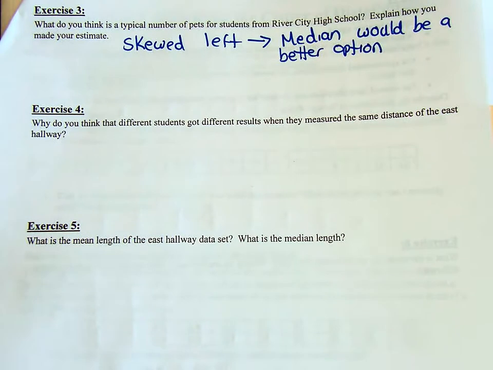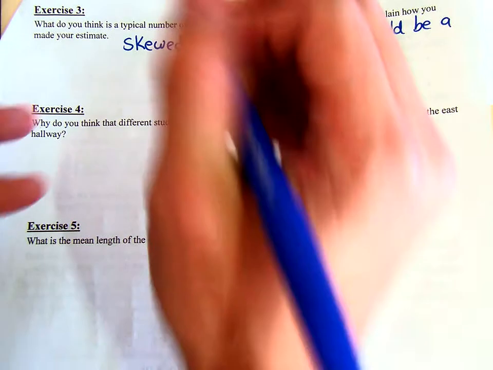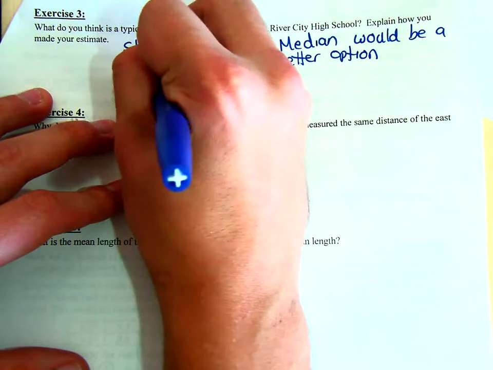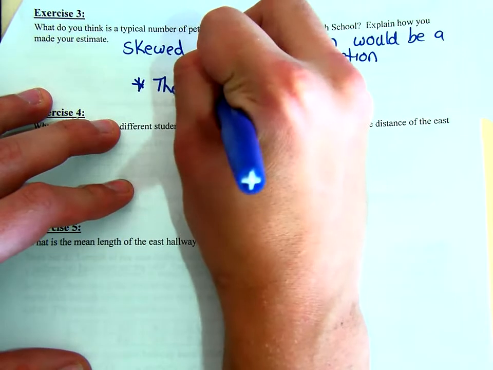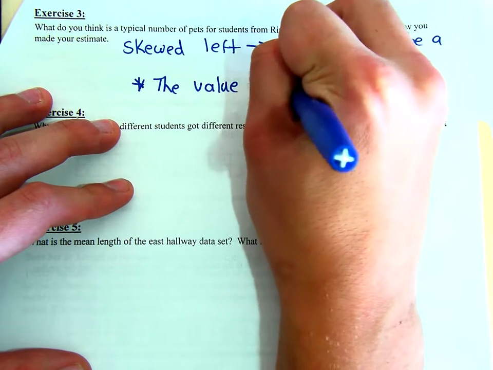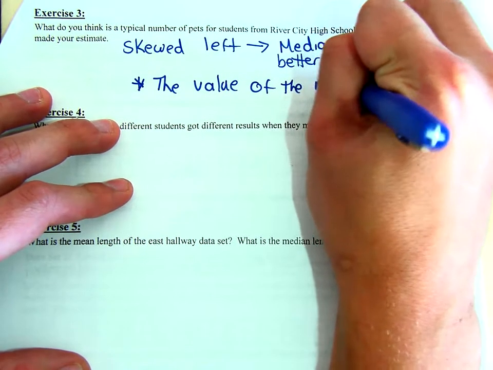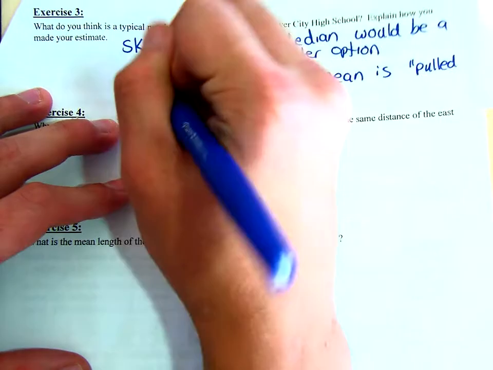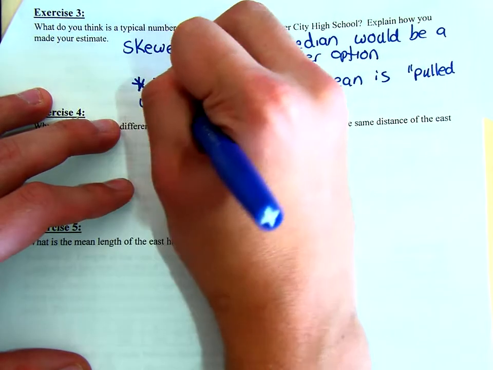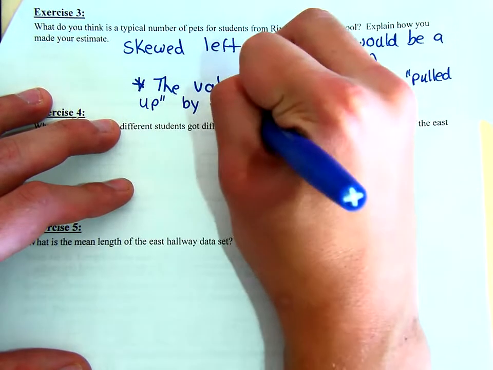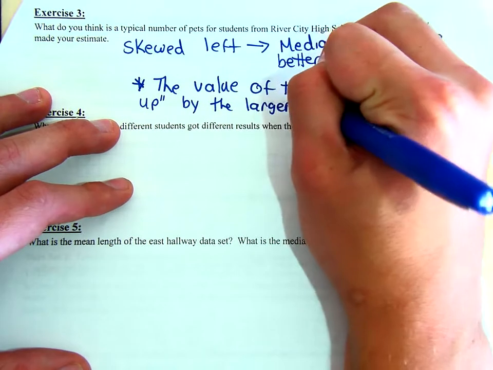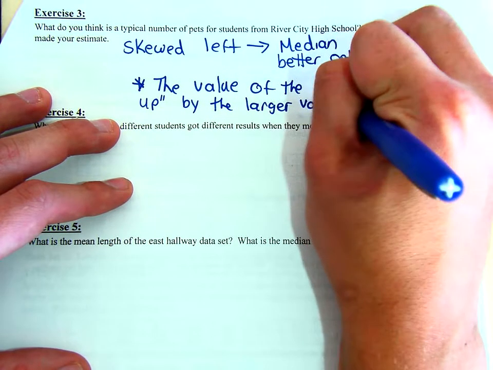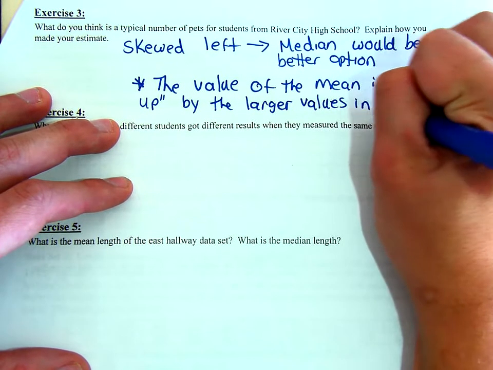Because if you think about it, if it's skewed left, that means that there's going to be higher numbers that will bring the mean up. So we could say that the value of the mean is pulled up by the larger numbers of the data set, or values in the data set.